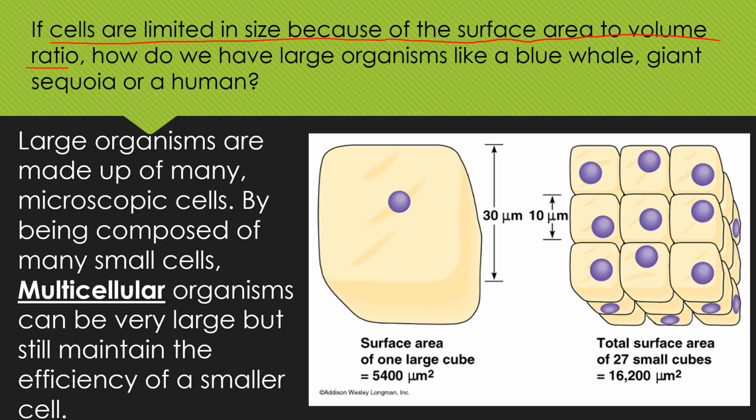So large organisms are made up of many, many microscopic cells. And this keeps the efficiency. By having an organism made up of little cells, each cell is very efficient. And the entire organism is also very efficient because it's made up of these little cells.